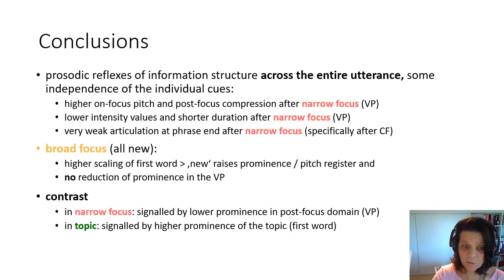And concerning contrast, we found that in narrow focus, contrast was signaled specifically by the lower prominence in the post-focus domain. That means in the VP, but not on focus. Whereas a topic was signaled by higher prominence of the topic itself.